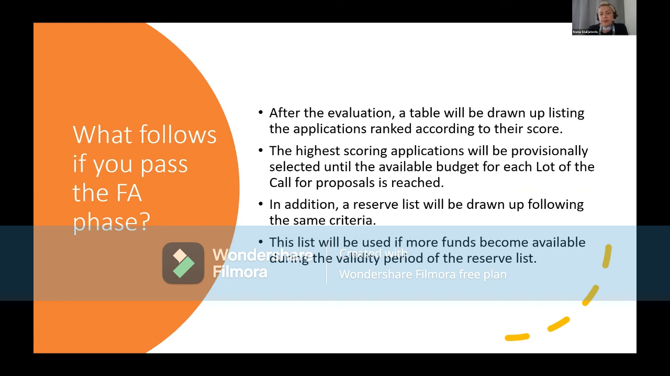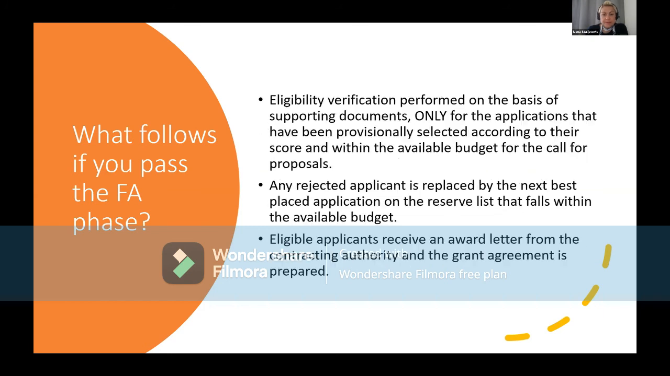Okay, so this is basically some very brief information, but you can see more information in the guidelines for applicants.